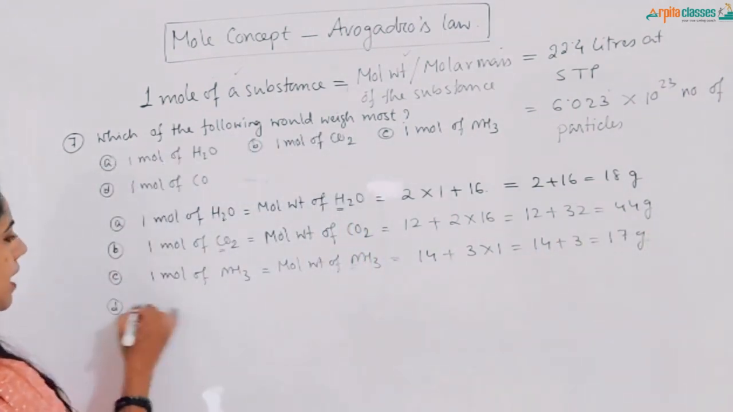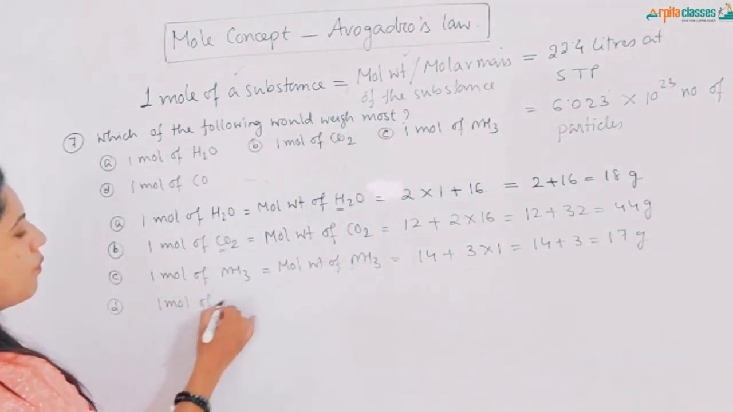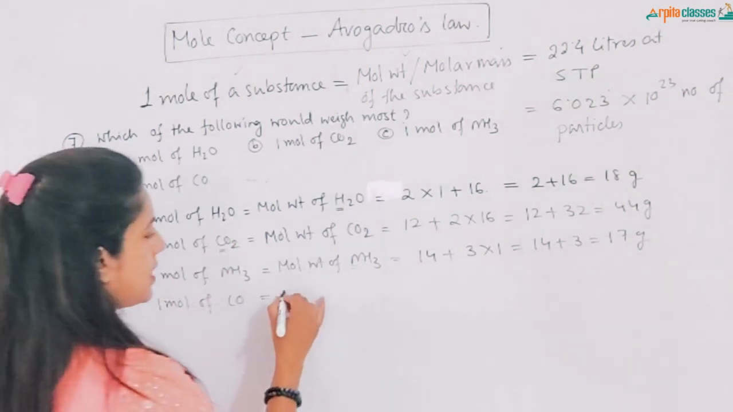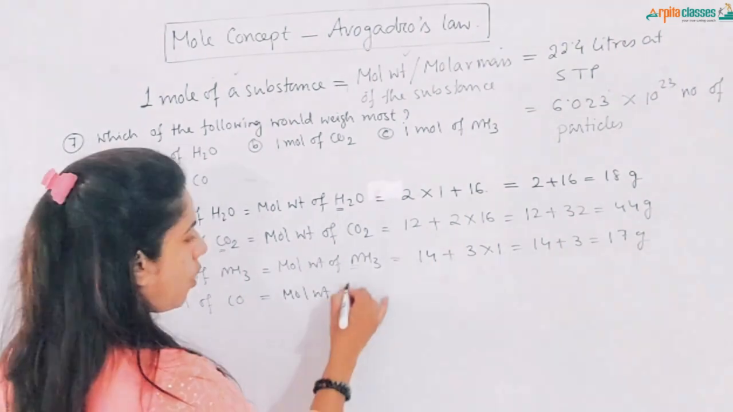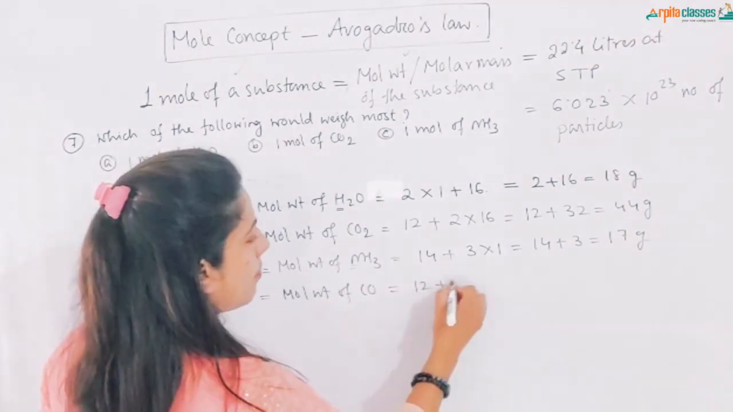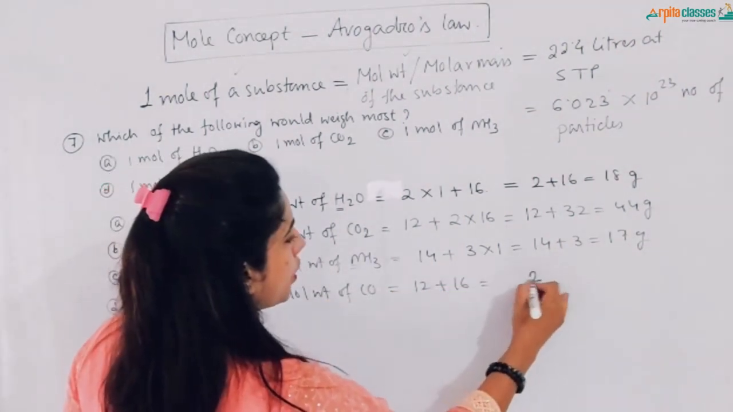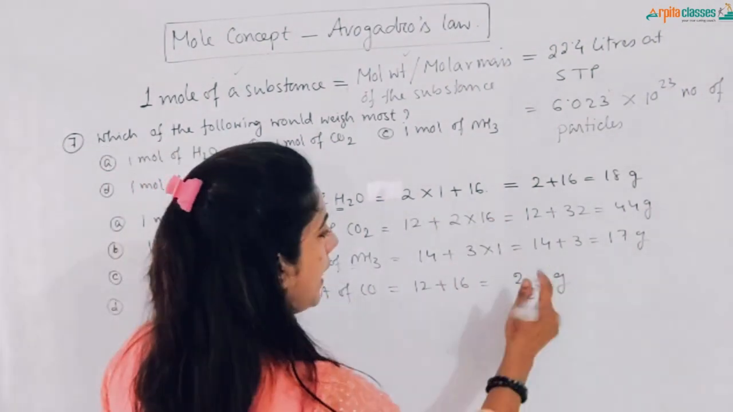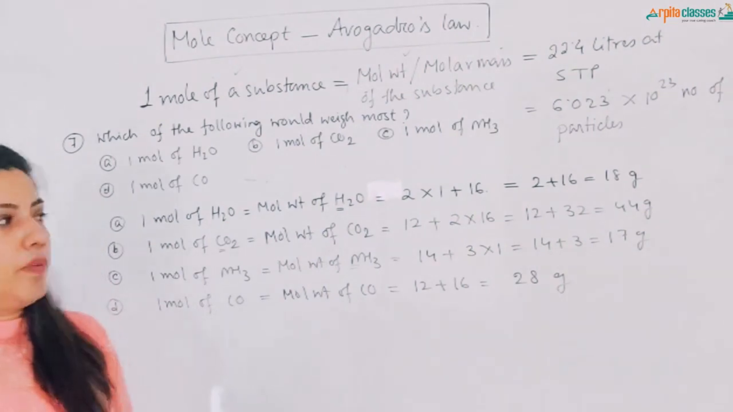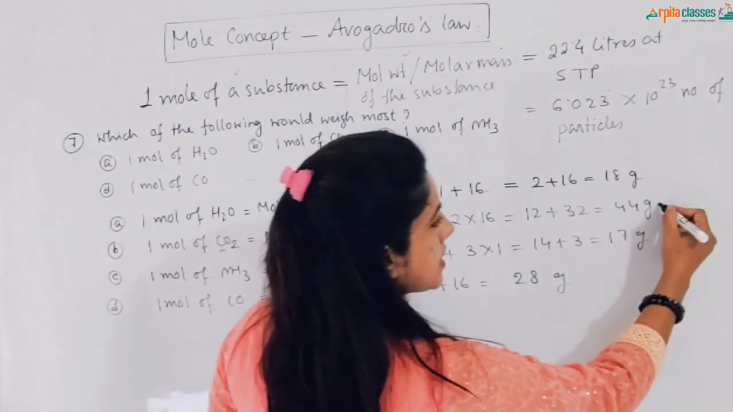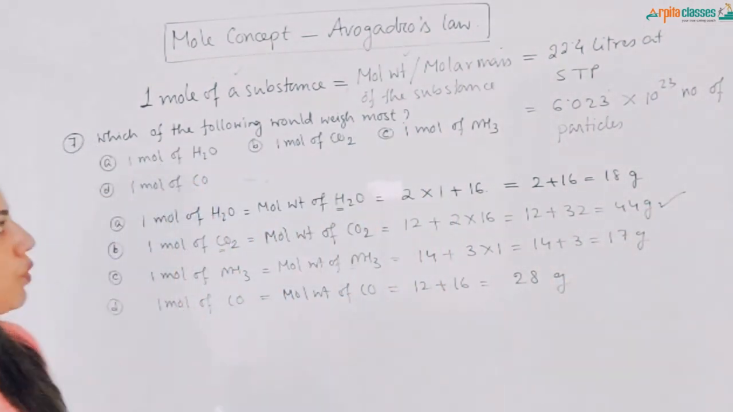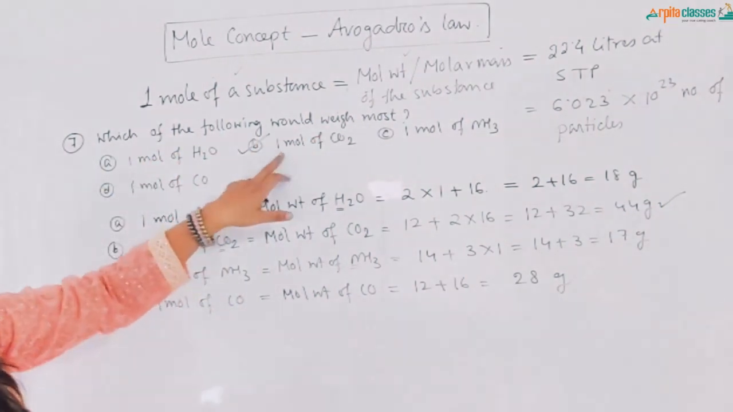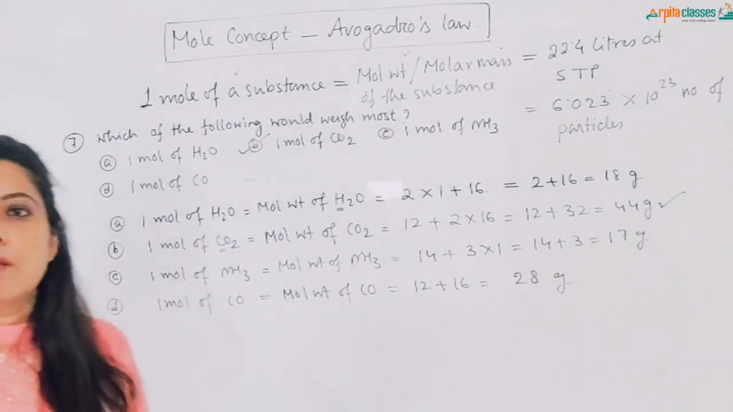And finally we have 1 mole of CO, which will be definitely less than CO2. So let us see, the molecular weight of CO is 12 plus 16, which is 22 gram. 6 plus 2 is 8, sorry, 28 gram. Okay, so from here we can see this is the maximum weight. So for the question of which of the following would weigh the most, 1 mole of carbon dioxide will weigh the most.